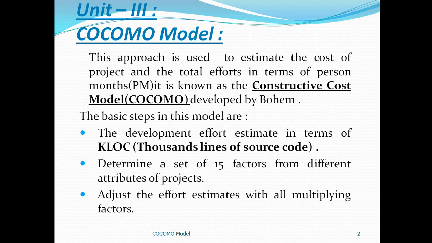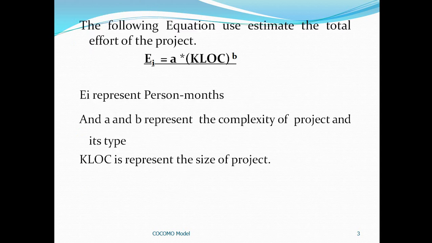And the second point describes 15 factors from different attributes of the project. The 15 factors are determined from the different attributes of the project, and then we adjust the effort estimate with all the multiplying factors. Here is the formula which is used to estimate the cost of the project.